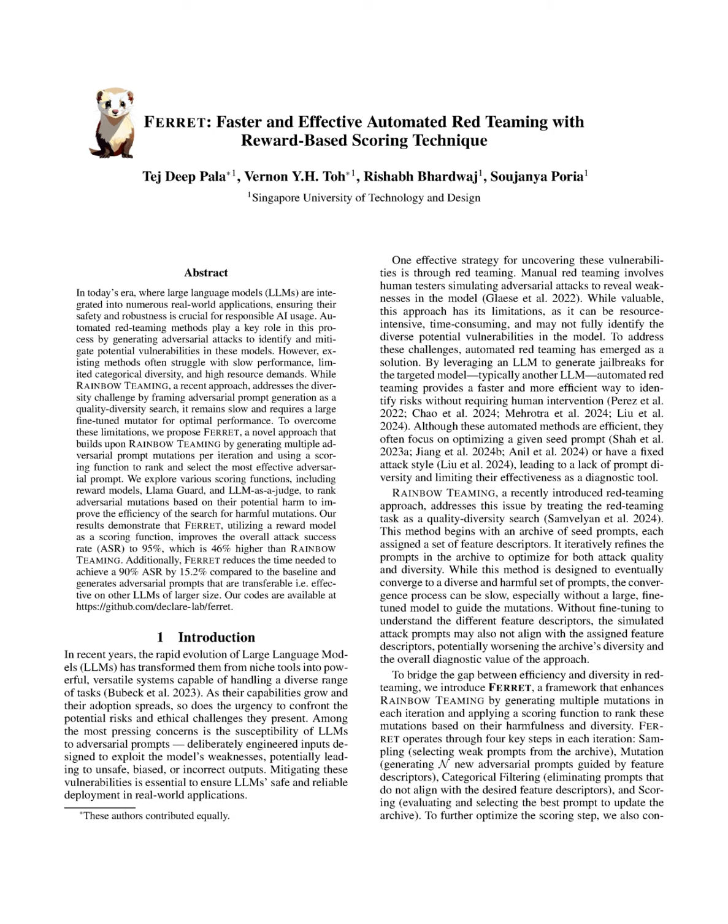rainbow teaming. While rainbow teaming focuses on generating adversarial prompts through a quality diversity approach, it often generates only one mutation per iteration, which can be time-consuming and may not fully explore the range of potential vulnerabilities. In contrast, FERRET enhances this process by generating multiple mutations in each iteration and applying a scoring function to rank these mutations based on their harmfulness and diversity.